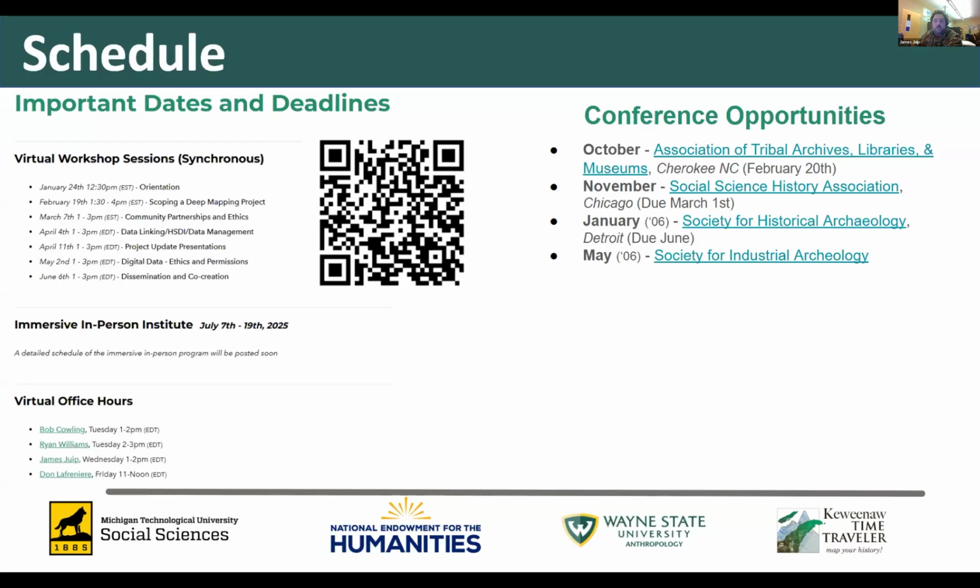The Association of Tribal Archives, Libraries, and Museums has conferences that go on in October. In November, we've got the Social Science Association's conference. In January, we've got the Society for Historical Archaeology, which should be pertinent to a number of you. And in May, of course, we have the Society for Industrial Archaeology. There could be others as well, and I'd encourage you, if you've got these networks, to share them with the rest of us so we can think about great opportunities for sharing our resources.